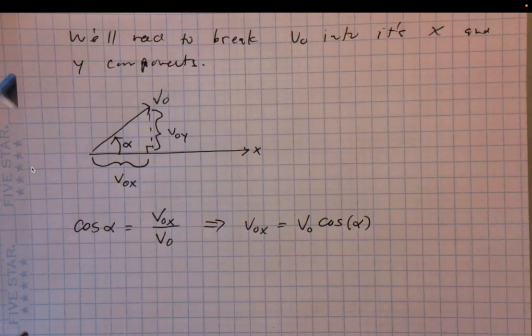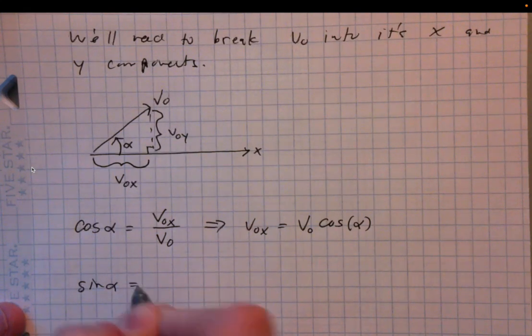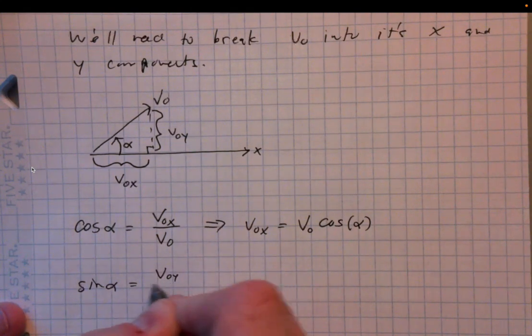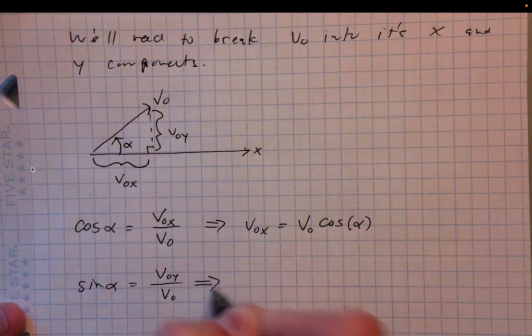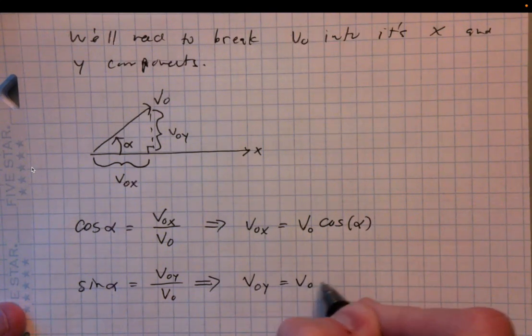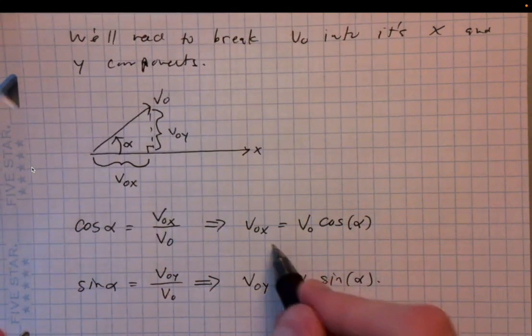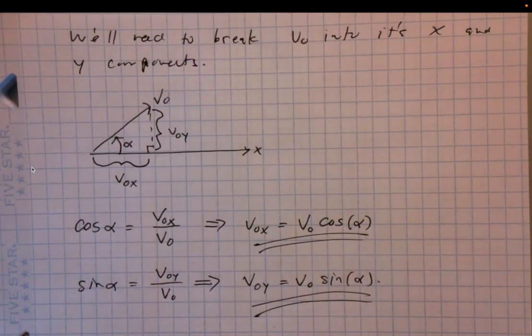Similarly, I can get the y component of the initial velocity. The sine of alpha will be equal to v naught y over v naught. And so I can solve that for v naught y, and I get v naught sine of alpha. So we'll want to use these two expressions and plug them into our kinematics equations.